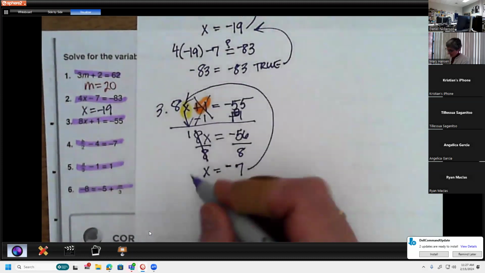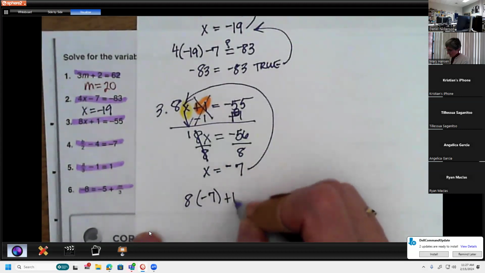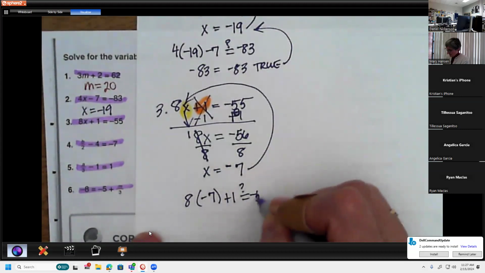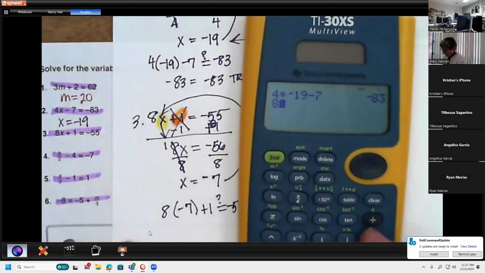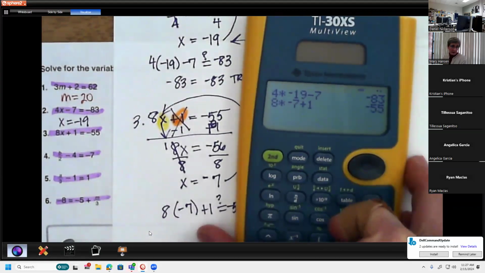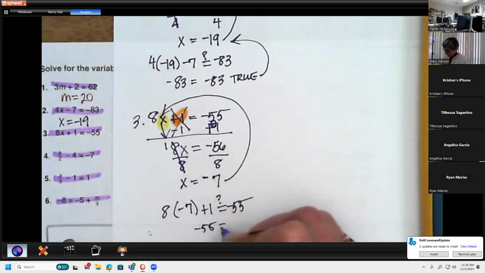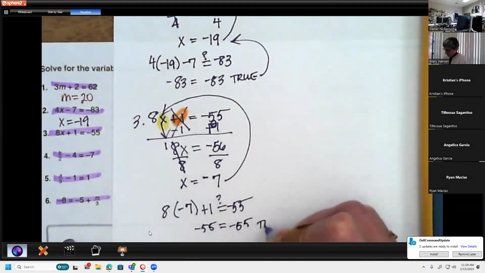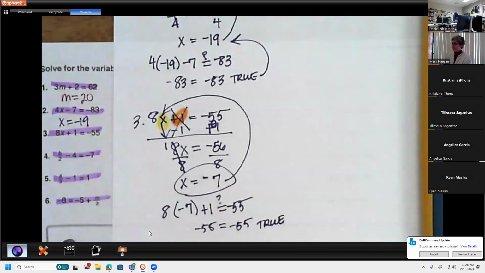Again, I can come back here. I want to verify that 8 times -7 plus 1, is it really -55? And I can put that 8 times -7 plus 1 in the calculator, and it is -55. So that's true, which means that's a good answer. Okay.